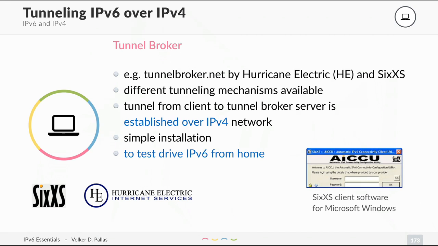And a tunnel from the client to the Tunnel Broker server is established over the existing IPv4 network. So you have your laptop in your current network, there is a server at 6access, your client can access this server and establish a tunnel, and on top of this tunnel, IPv6 can be exchanged. Installation is very simple, there are clients for all major operating systems, and you don't need anything special. You can just try IPv6. Check out 6access and Hurricane Electric if you like.